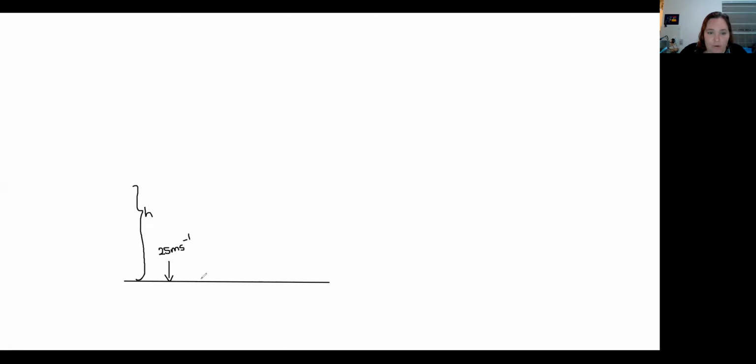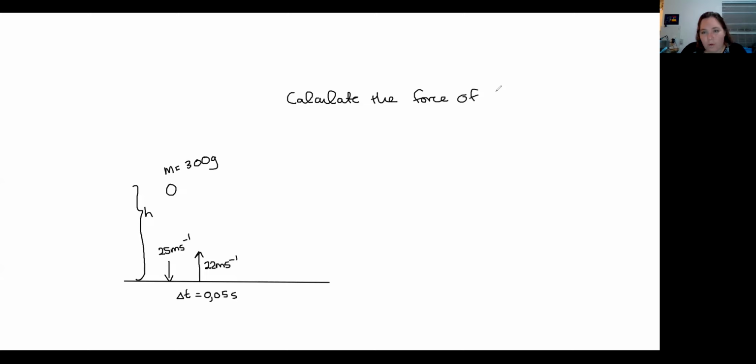It then rebounds off the ground. It will obviously rebound from the same position, and it rebounds upwards at 22 meters per second. The ball has a mass of, and I'm going to do this in grams, be warned, 300 grams. We're told that the collision takes place over a time of 0.05 seconds. And the question here is for all of you to please calculate the force of the ball on the ground.